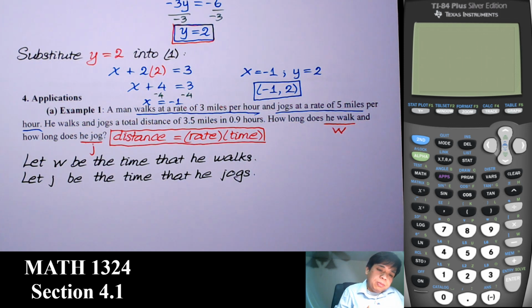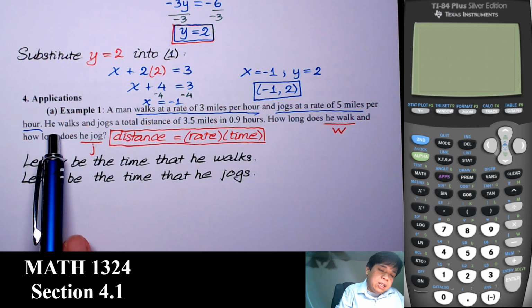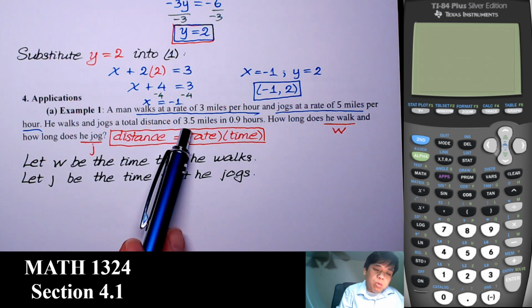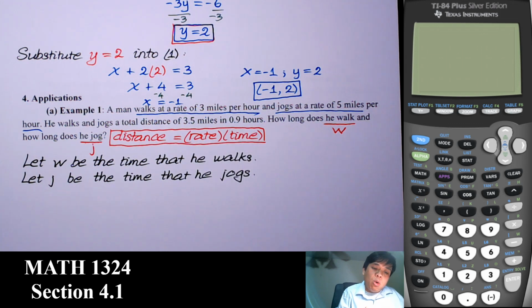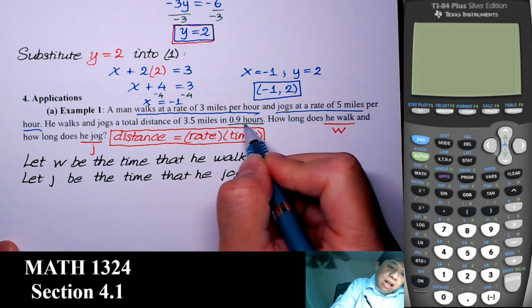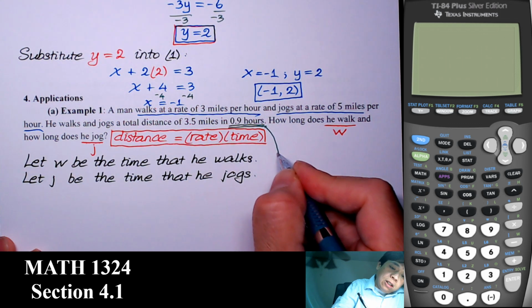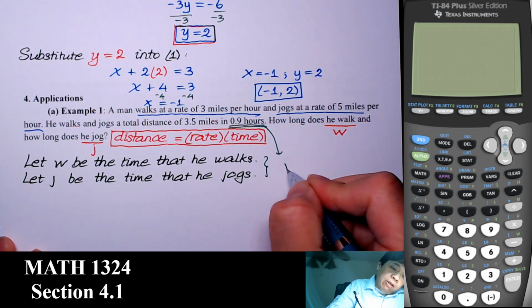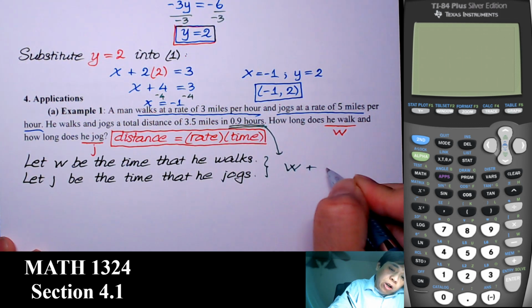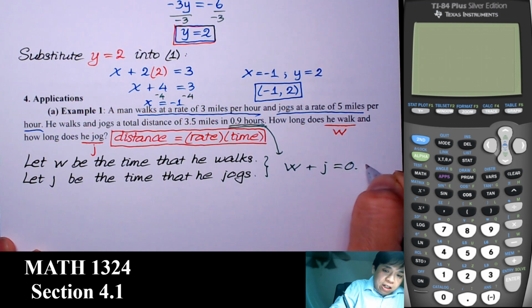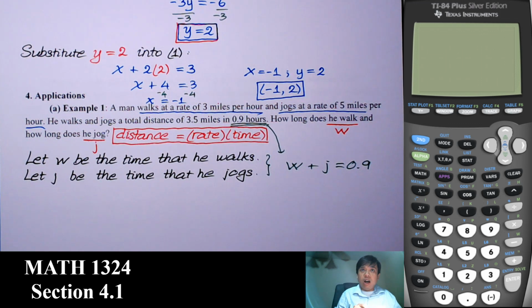Now, because this is the time that he walked and the time that he jogged, and he said he walked and jogged a total distance of 3.5 miles in 0.9 hours, that's the total time. So in that case, what we have directly from that is W plus J is 0.9. That's the equation with regard to time.